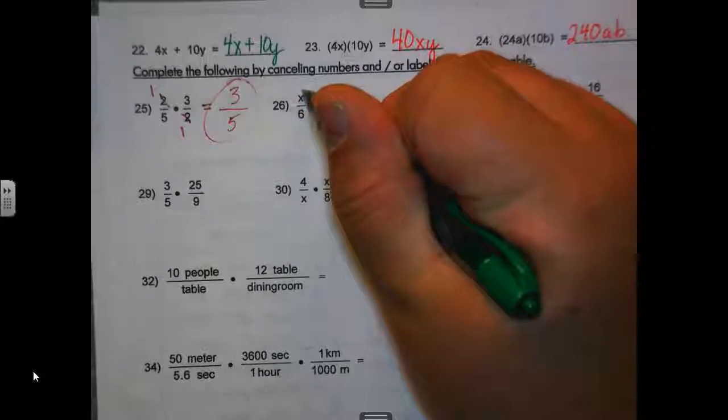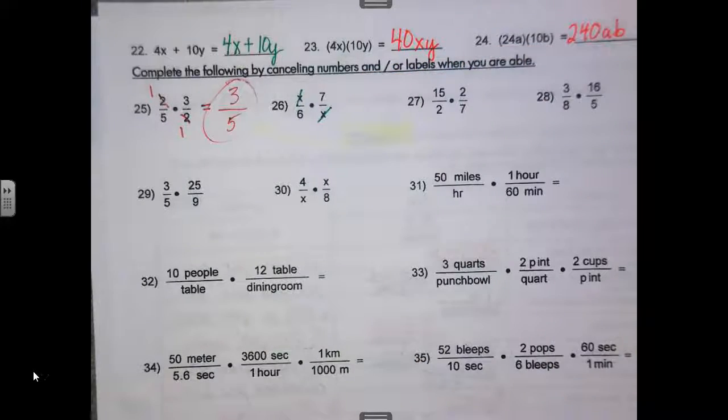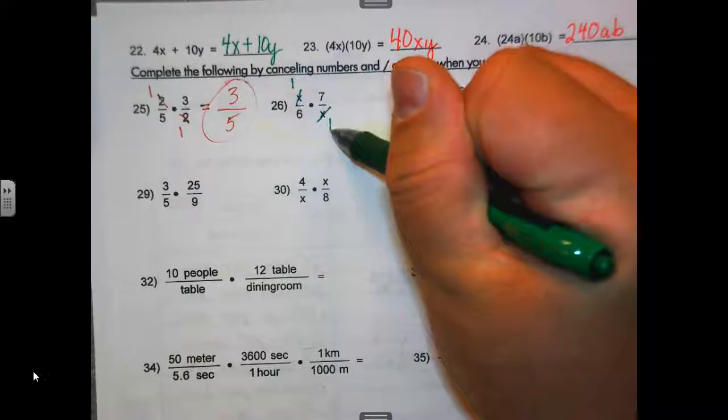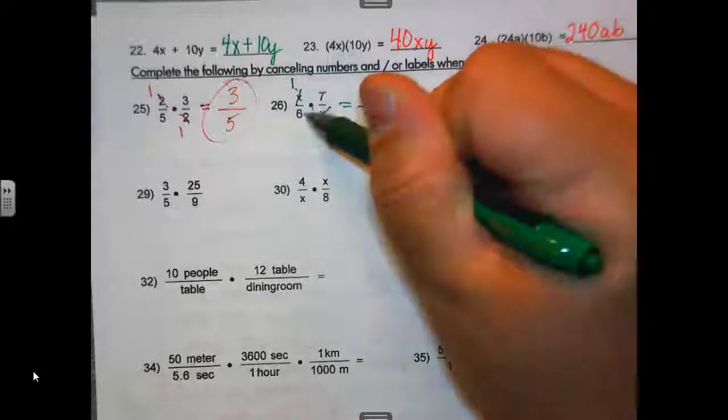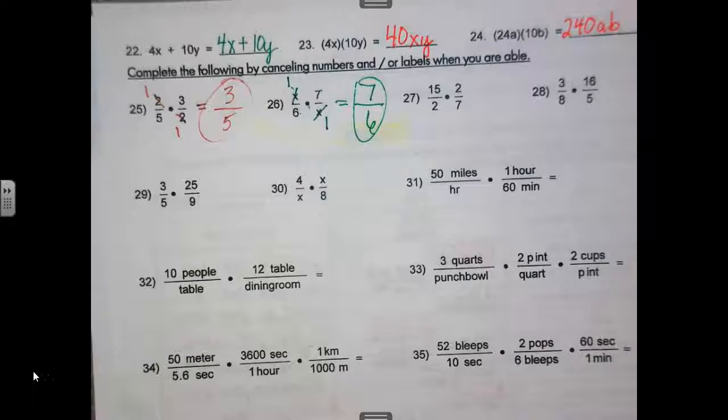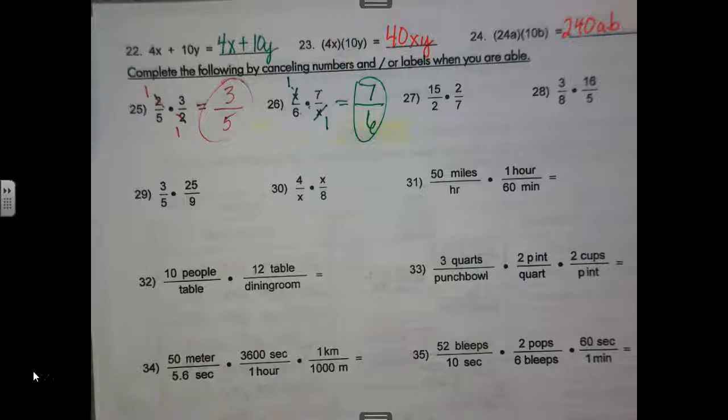Number 26. I can cancel out one factor of x. X divided by x is 1. X divided by x is 1. 1 times 7 is 7. 6 times 1 is 6. We did like 5 pages that you guys turned in on your homework checks, right?